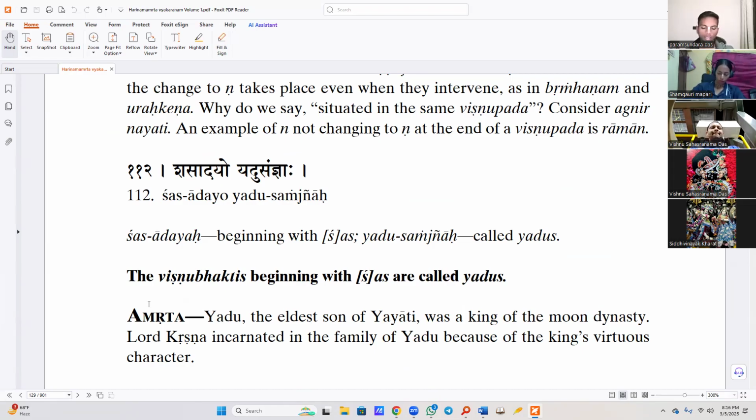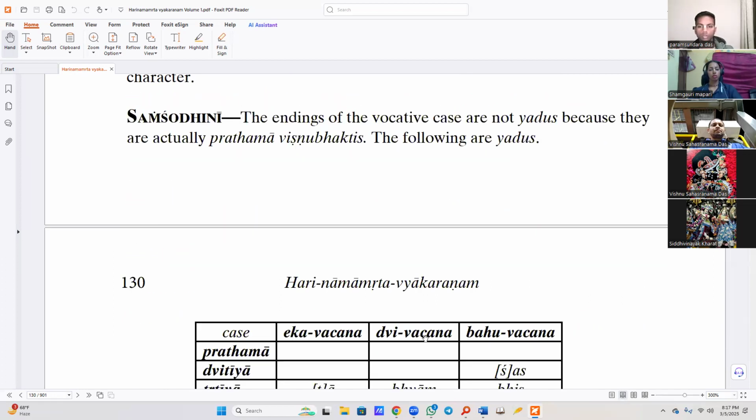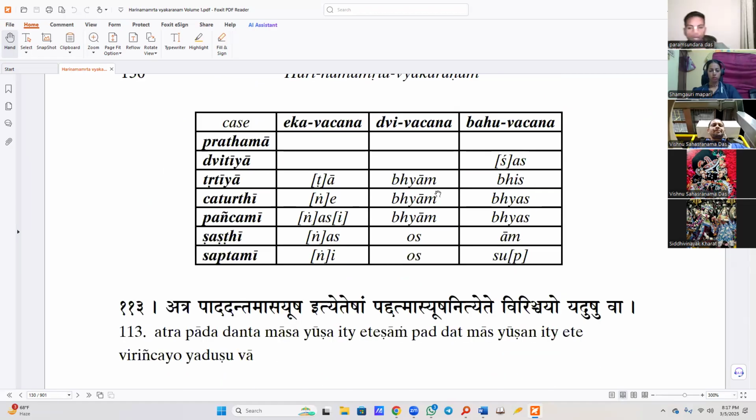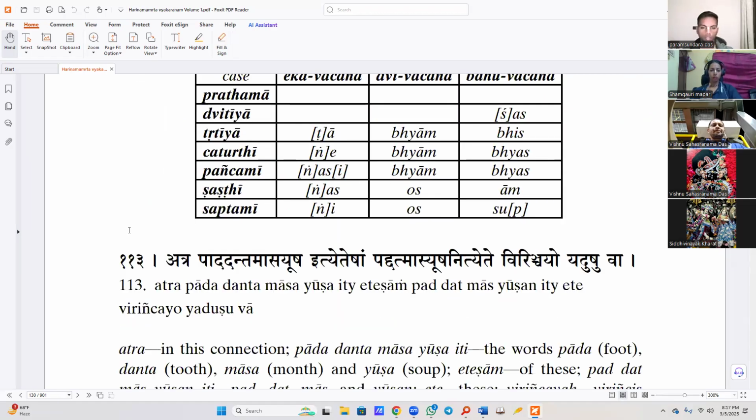So I think I also mentioned it there that Jiva Goswami will keep on bringing new sangyas whenever they're required, new definitions, new groups, new terms. So not everything was mentioned in the Sangya Prakaranam, the Sangya chapter. So the Vishnu Bhaktis, so 2.3 onwards, all the Vishnu Bhaktis, they are called Yadus. Shas, Ta, Bhyam, Bhis, Ngem, Bhyam, Bhis, Nase, Bhyam, Bhis, Naso, Sam, Niosu. All those, all these. Okay, so they are called Yadus. Then what to do with these Yadus?